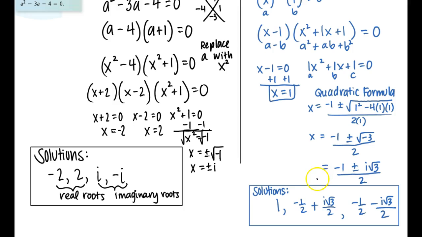So that means the solutions of the original equation x to the third equals 1 are positive 1, negative 1/2 plus i square root of 3 over 2, and negative 1/2 minus i square root of 3 over 2. So those are the three solutions. The first one is a real solution, and the last two are imaginary solutions.